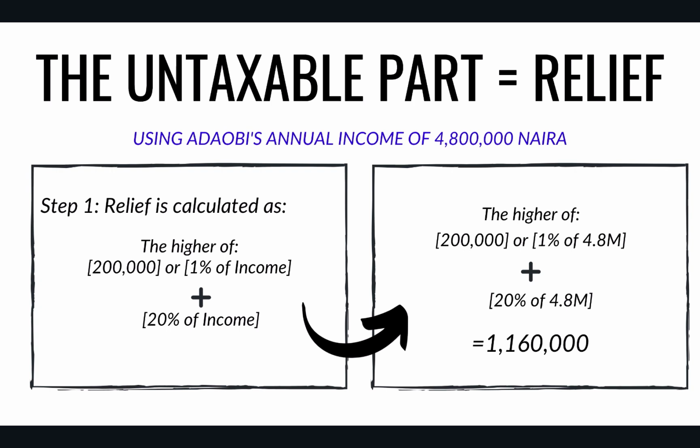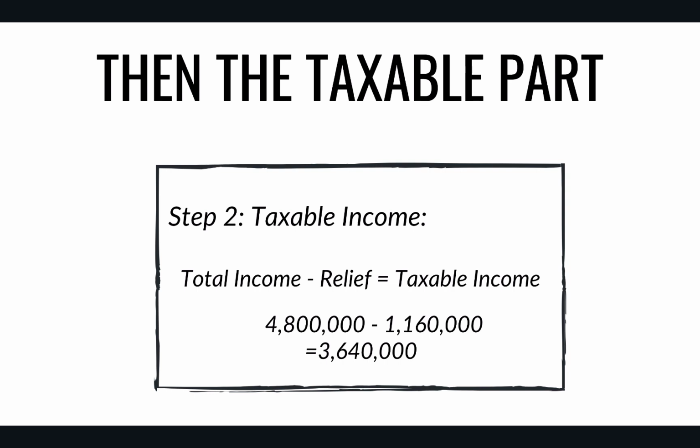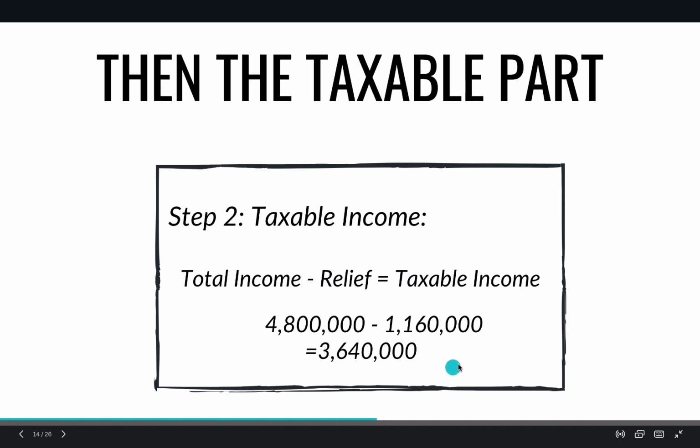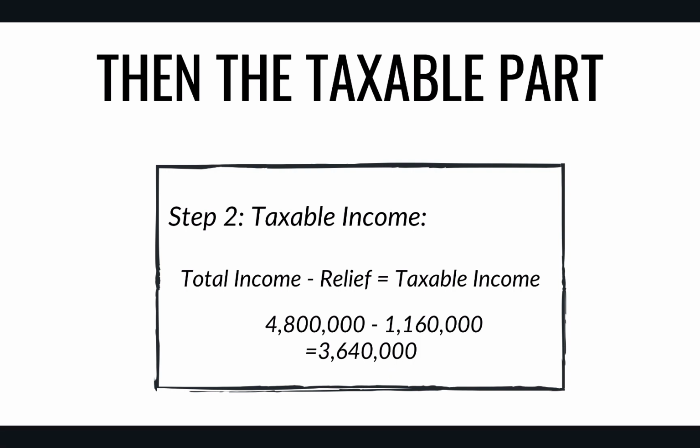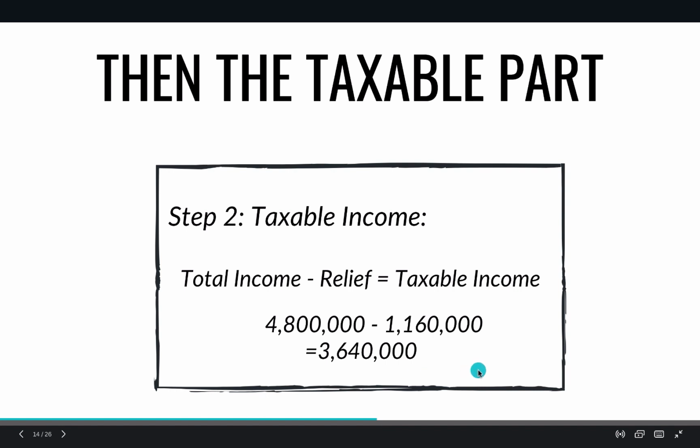So out of her income of 4.8 million, 1,160,000 will not be taxed, and the other difference will be taxed. So now that you have learned how to calculate the untaxable portion, you simply deduct that untaxable portion from the full income and you get the taxable one. So in Ada's example, 4.8 million minus 1,160,000 gives you 3,640,000 as Ada's taxable income. So the tax is calculated on taxable income, not on your total income.